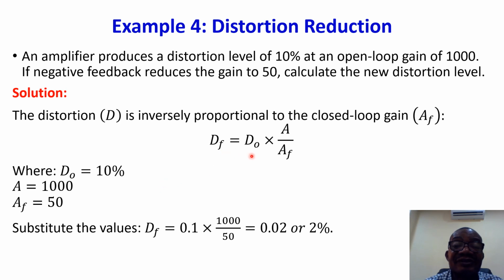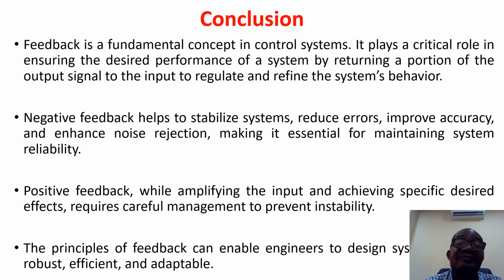DF is equal to DO times A over AF. Now, let's substitute the formula. We have A is equal to 1000. That is the open loop gain. The closed loop gain AF is 50. So when we substitute it, we have 0.1 times 1000 divided by 50. We get the final value at 0.02 or 2%.